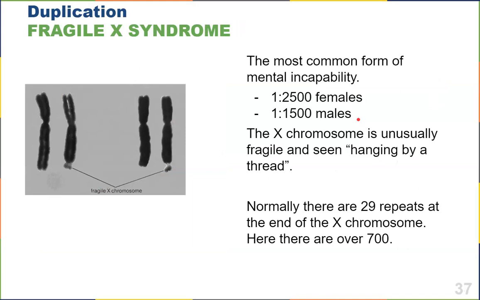Fragile X is another euploidy disorder. In females this can occur, and it can occur in males as well. You can see how the end of this one X chromosome looks kind of funky. It's usually called a hanging thread, but there are more repeats here than normal, and that causes some form of mental incapability. But again, they would have the normal number of chromosomes. It's just that one of their chromosomes is abnormal.